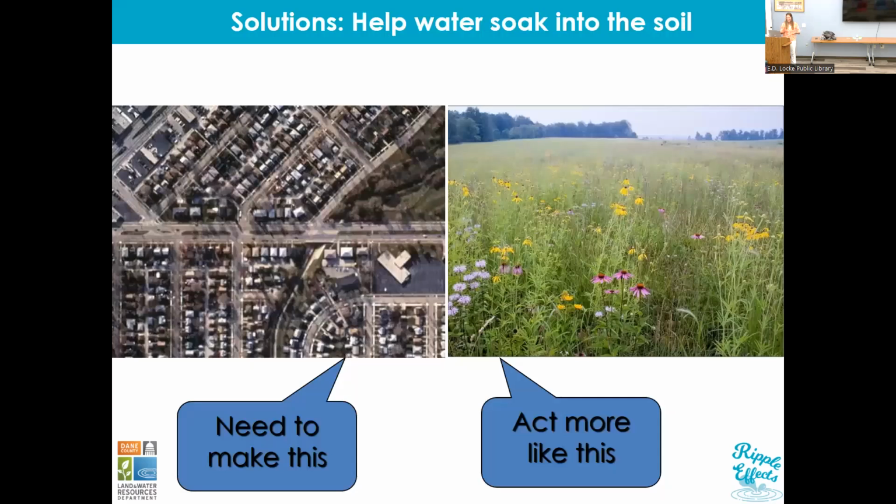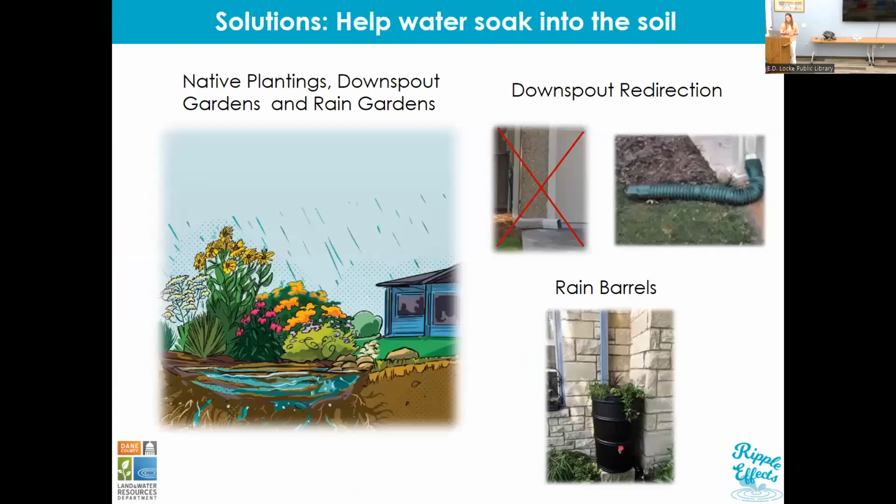So what are some solutions to that? We want water to stay where it lands, and we want that water to soak into the soil rather than run off. We want to make our cityscapes or urbanized areas act a little bit more like our natural areas. A couple of ways to do that are to create more ways for that water to actually infiltrate. Maybe add some native plantings, downspout gardens, rain gardens to your landscape to hold that water and capture it and let it slowly soak in, intercepting that water before it runs off your property. Even redirecting a downspout is an easy thing to do, making sure it goes at least on your grass and not hard surface. And then putting in a rain barrel is another great idea.